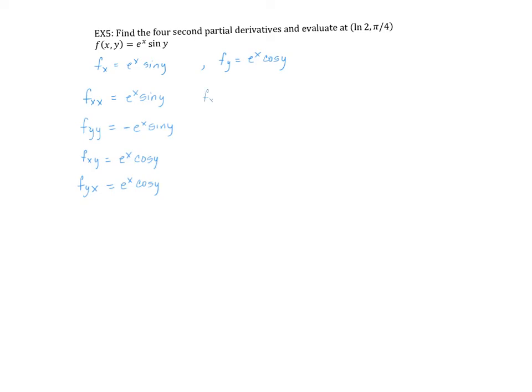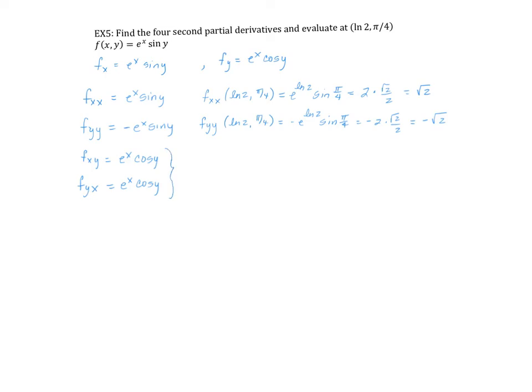If I take the partial derivative of x and then x again at natural log 2 comma pi over 4, that's going to be e to the natural log of 2 sine of pi over 4. So that's going to be equal to 2 times sine of pi over 4, which is square root 2 over 2. That would just be square root of 2. If I take the partial derivative of y and then y again at natural log of 2 comma pi over 4, that's going to be negative e to the ln of 2 sine of pi over 4, and that's negative 2 times square root 2 over 2. So I get a negative square root of 2.